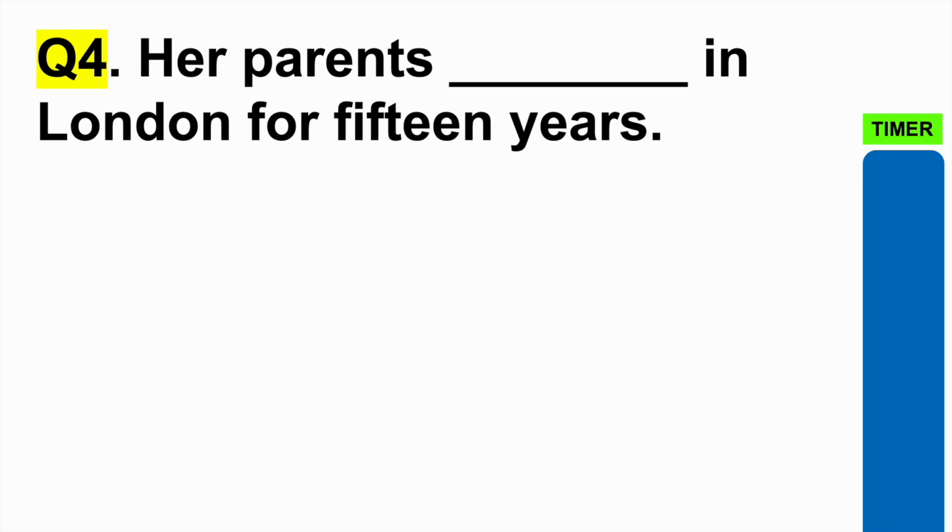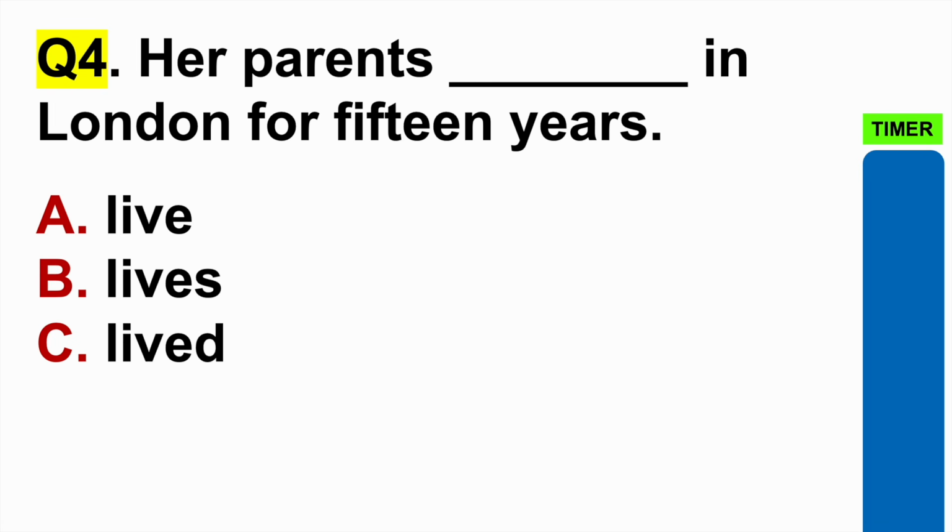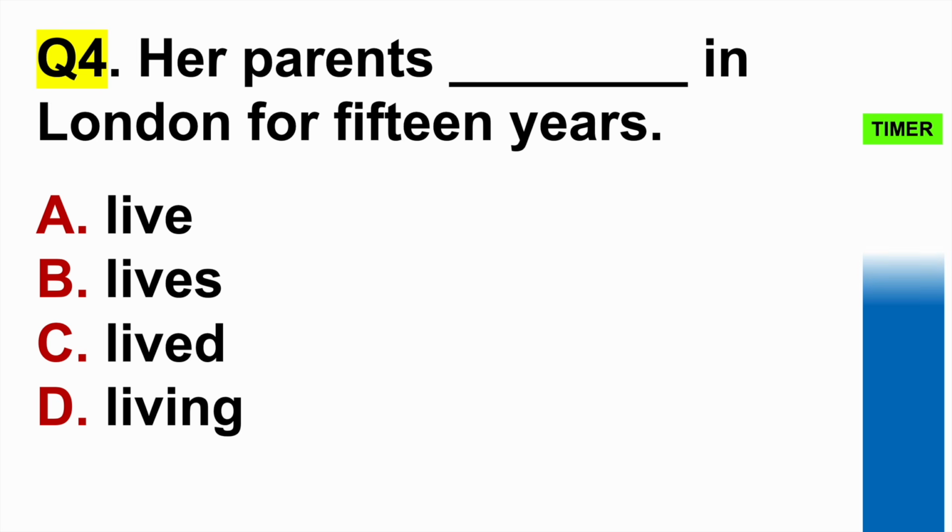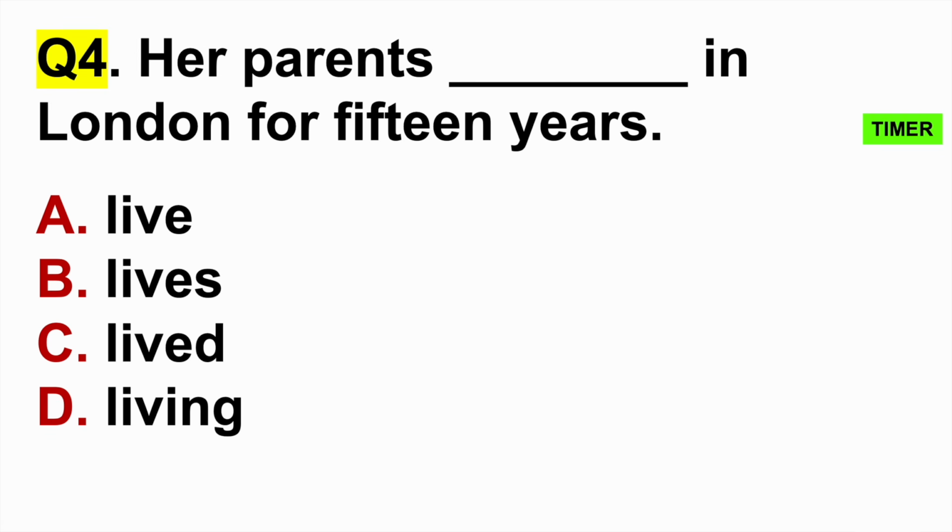English proficiency test question number 4. Her parents blank in London for 15 years. Is the correct word A, live, B, lives, C, lived, or D, living? Here is your timer. Well done. Try a few more.